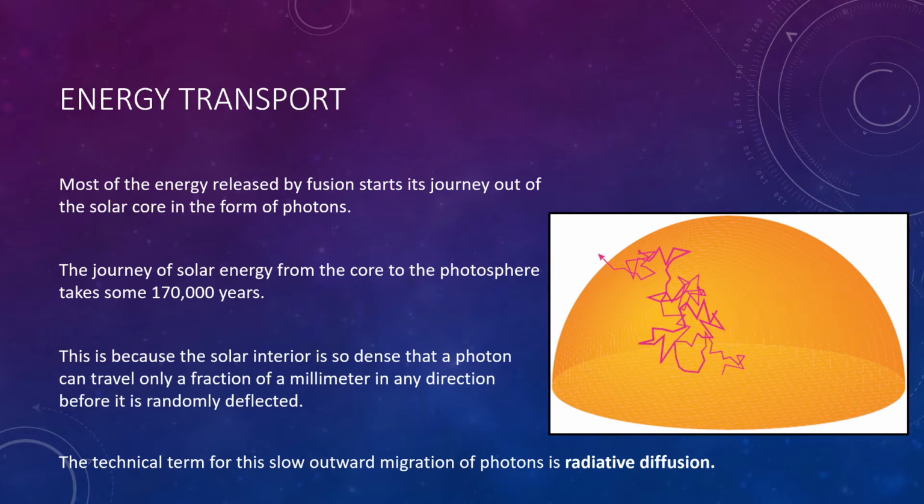Deep in the solar interior, the plasma is so dense that a photon can travel only a fraction of a millimeter in any one direction before it interacts with an electron. Each time a photon collides with one of these electrons, the photon gets deflected in a new and random direction. The photon therefore bounces around the dense interior in a haphazard way, sometimes called a random walk, and only very gradually works its way outward from the sun's center. The technical term for this slow outward migration of photons is radiative diffusion. To diffuse means to spread out, and radiative refers to the photons of light, or radiation.